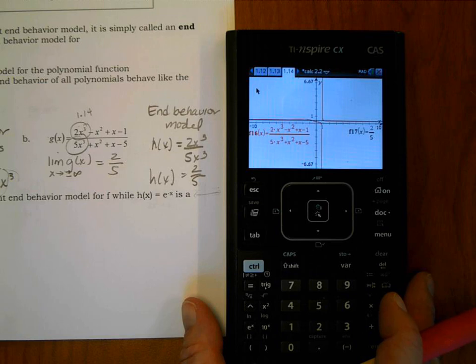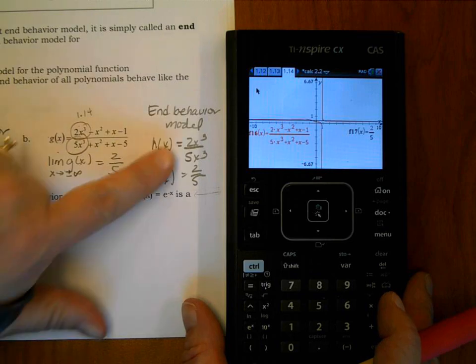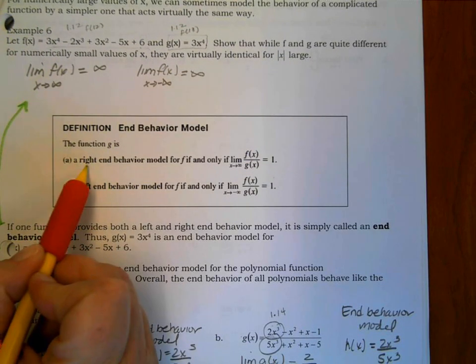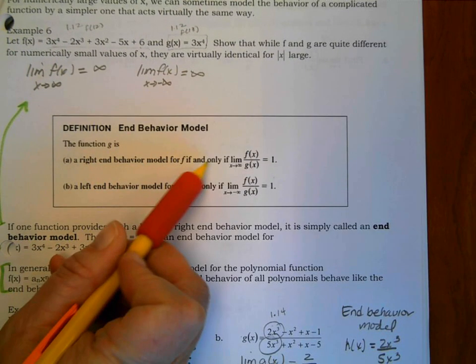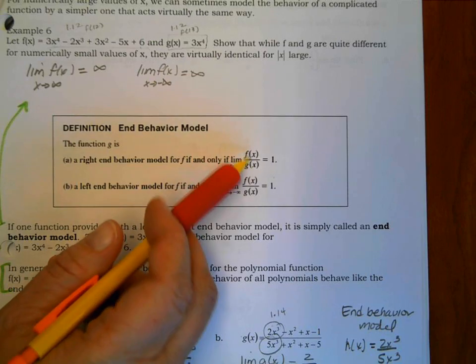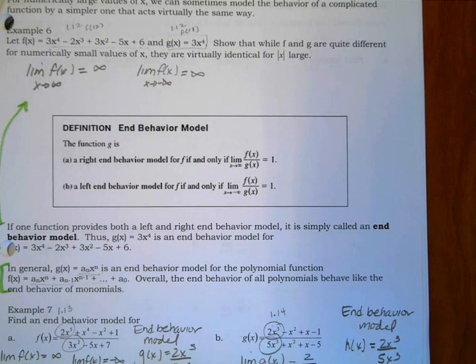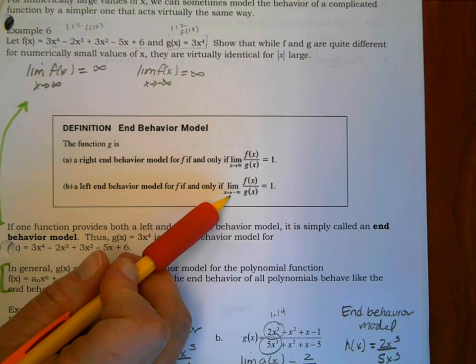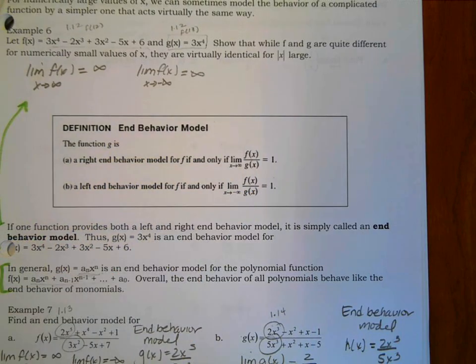Now, some functions, like the funky ones that aren't polynomials or rational, don't always have something nice and straightforward like this. And so up here we have this definition for an end behavior model. A function g is a right end behavior model for f if and only if the limit of the quotient of f of x and g of x is equal to 1. And something is a left end behavior model if and only if the limit as x approaches negative infinity of f of x over g of x equals 1.